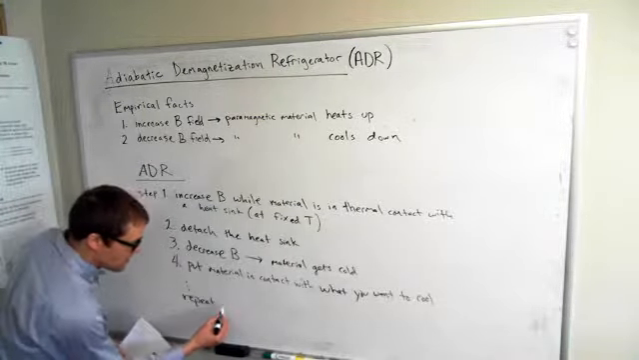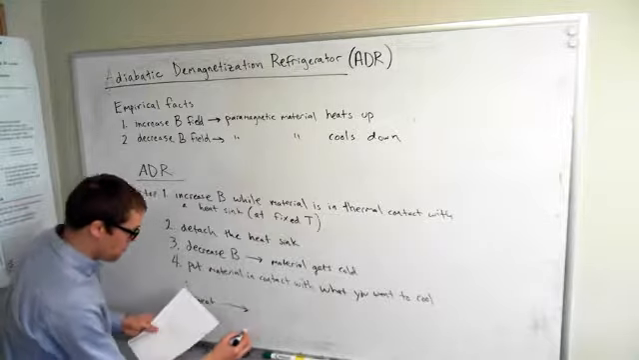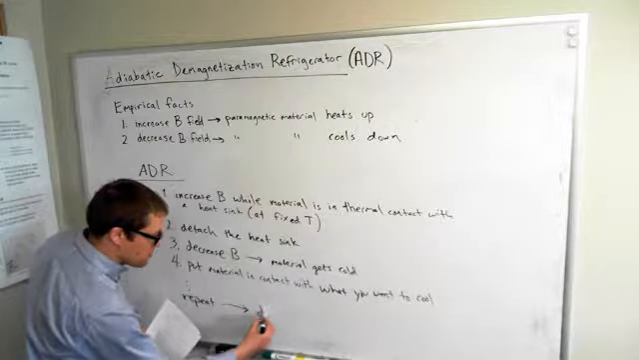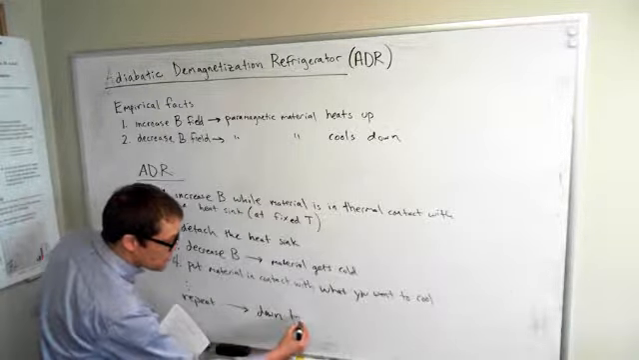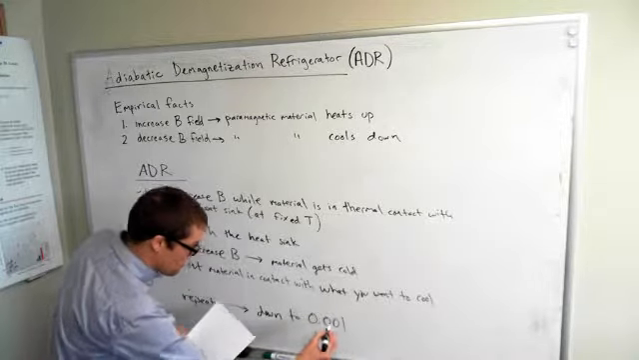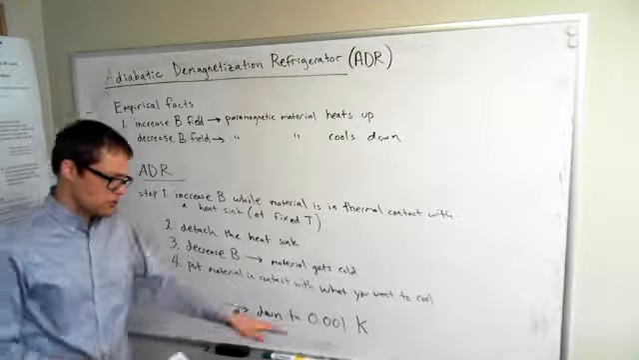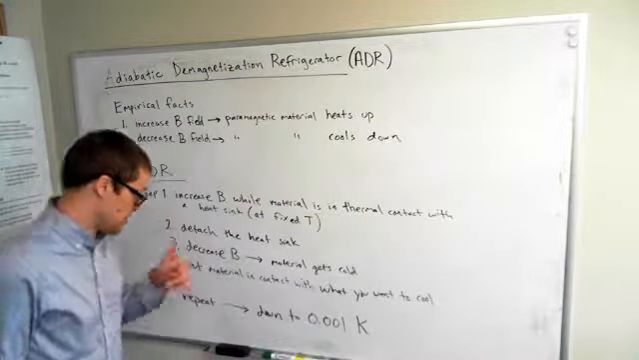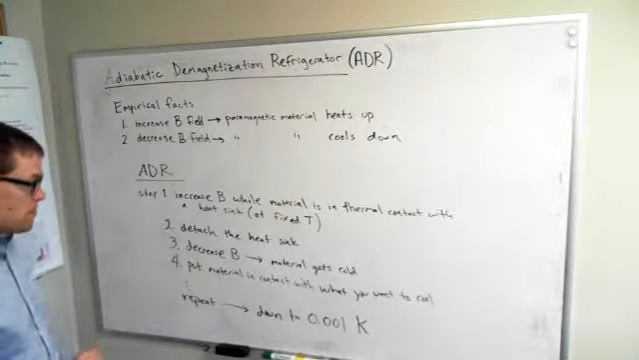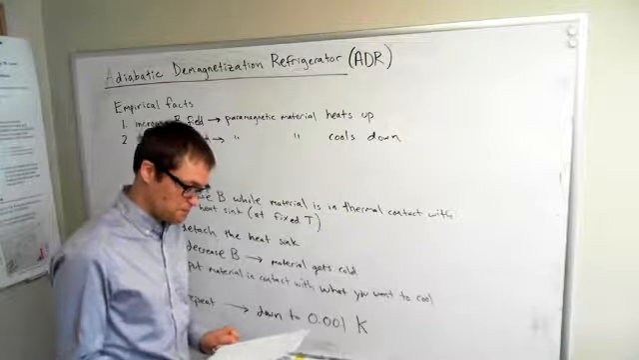So this can give you temperatures down to 0.01 Kelvin. So you're talking about very, very low temperatures that can be reached by this type of refrigeration system.